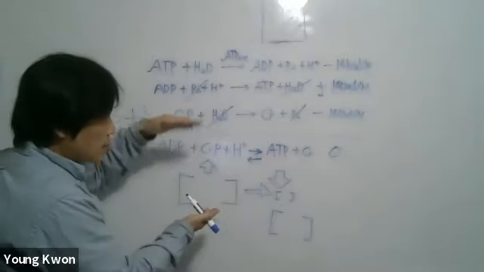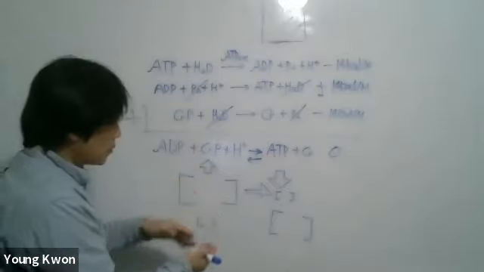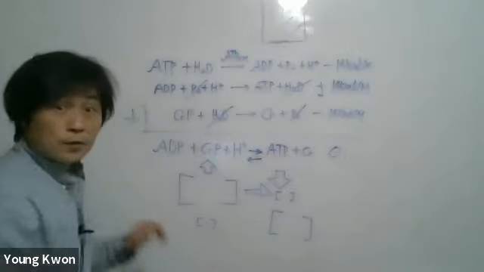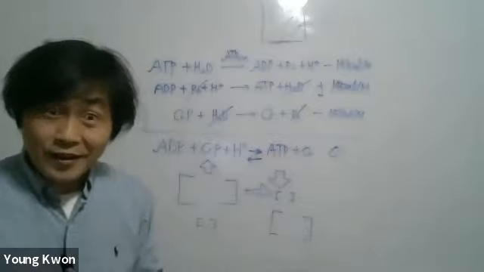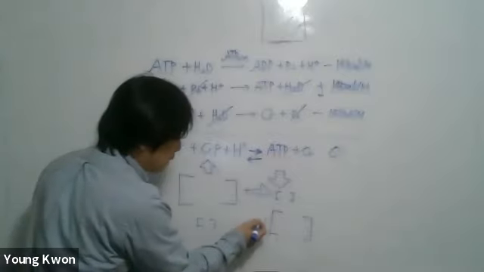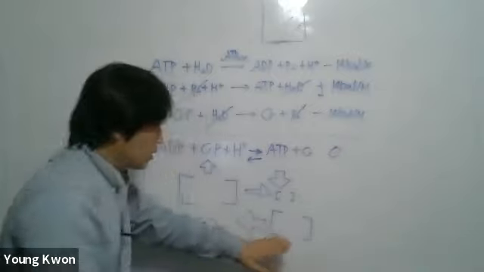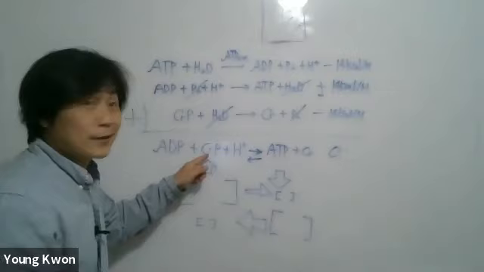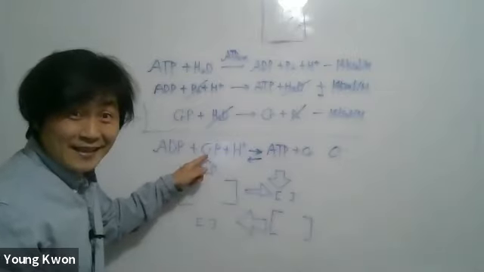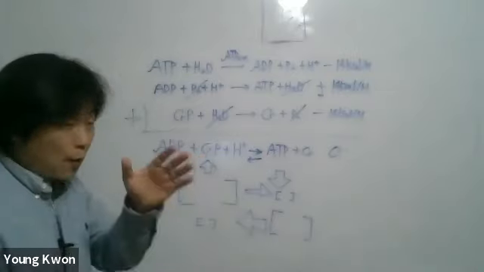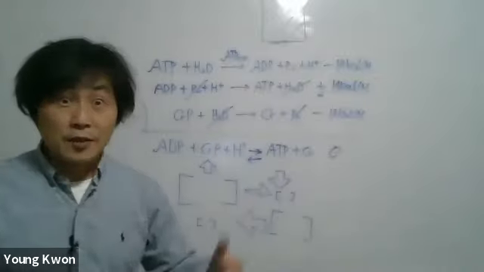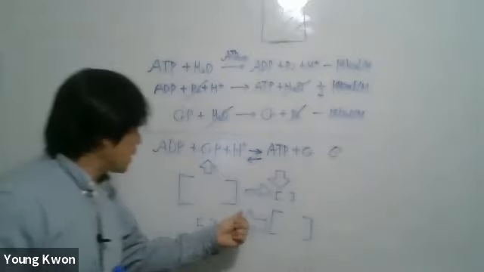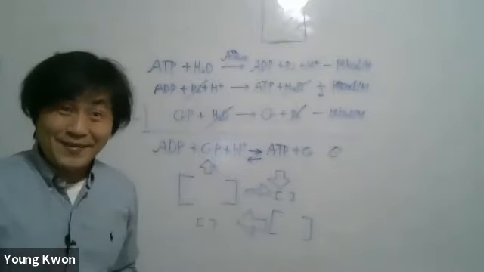And creatine phosphate concentration decreases during exercise. So the concentration is higher here and lower here. So during recovery, the directionality goes this way. It means we can resynthesize creatine phosphate. So during exercise, our reaction goes this way and we synthesize ATP. But during recovery, we resynthesize creatine phosphate.